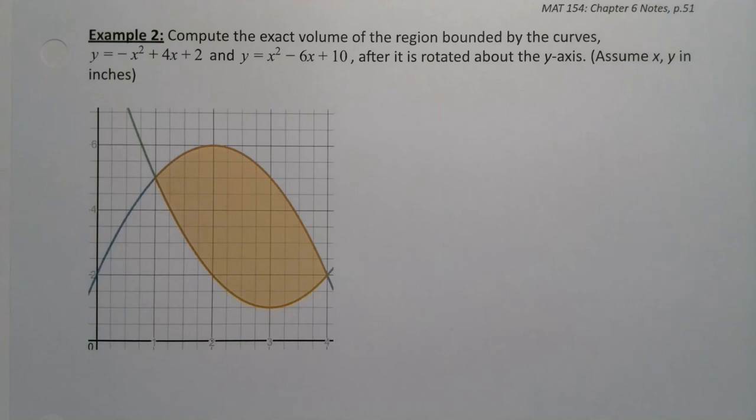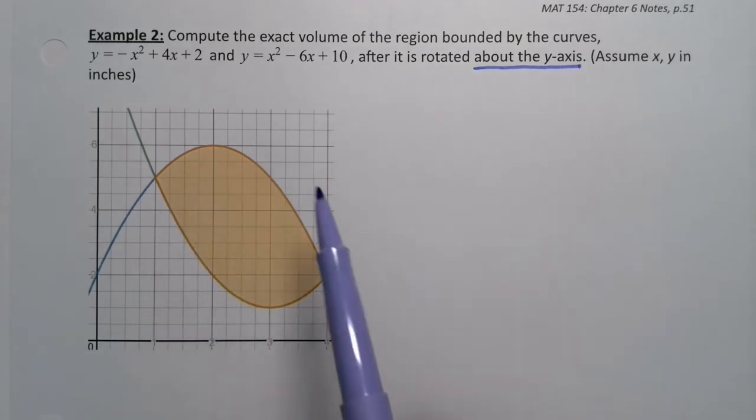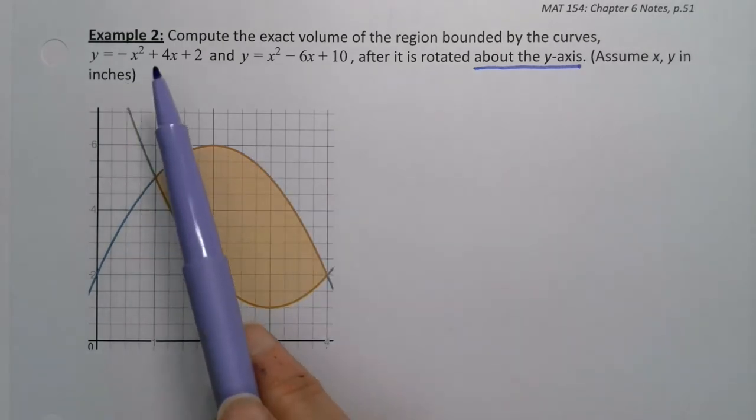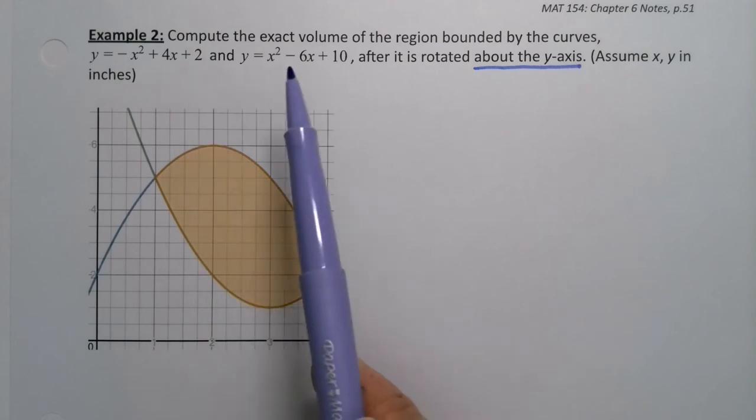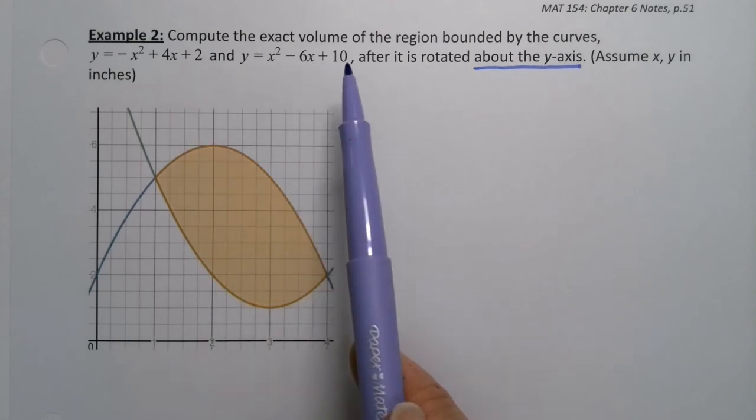So now let's kick it up a notch in terms of difficulty. We still want to rotate about the y-axis, but we're going to rotate the region bounded by these two curves: y equals negative x squared plus 4x plus 2, and y equals x squared minus 6x plus 10.